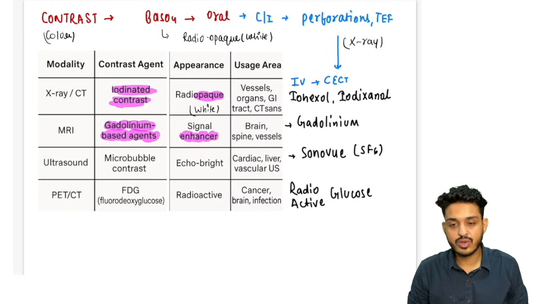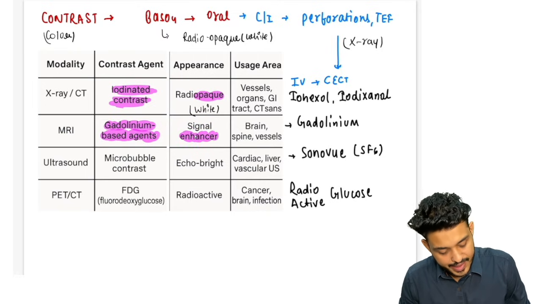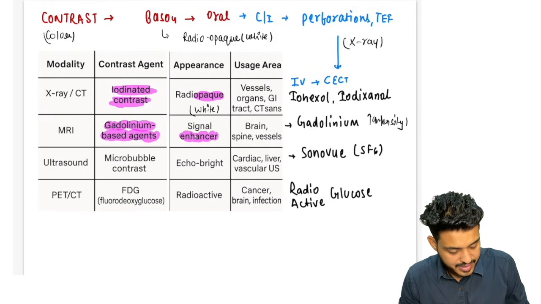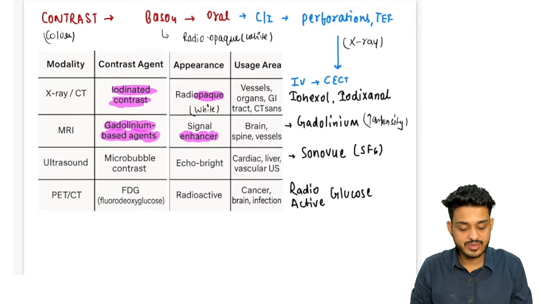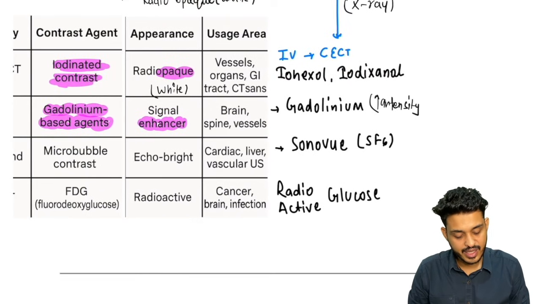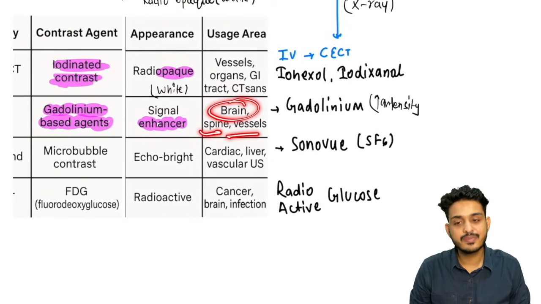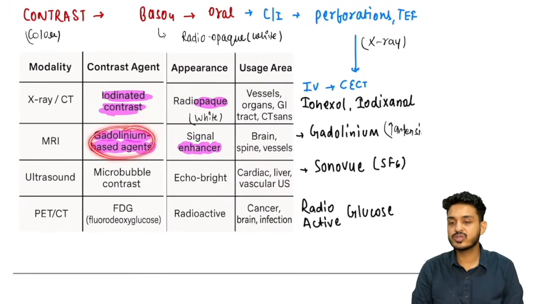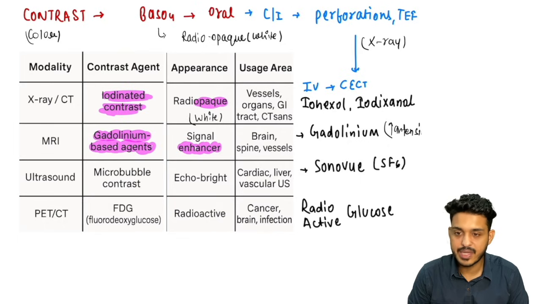Basically, they are going to cause what? Hyper intensity. They are going to cause hyper intensity, right? So they are going to make the things what? Appear more whiter, right? So we can use this particular thing for brain, spine, or some kind of vessels. We can do what? MRI. And what is the dye we are going to use? This is going to be gadolinium.